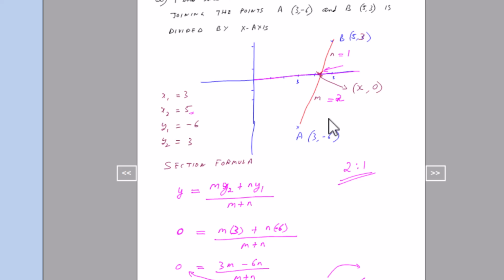Alright, I hope you found this tutorial useful, where I also tried to explain some of the basics of coordinate geometry when you have two unknowns. Two unknowns in the sense you do not know the coordinates and you also do not know the ratio in which that particular point divides the line.